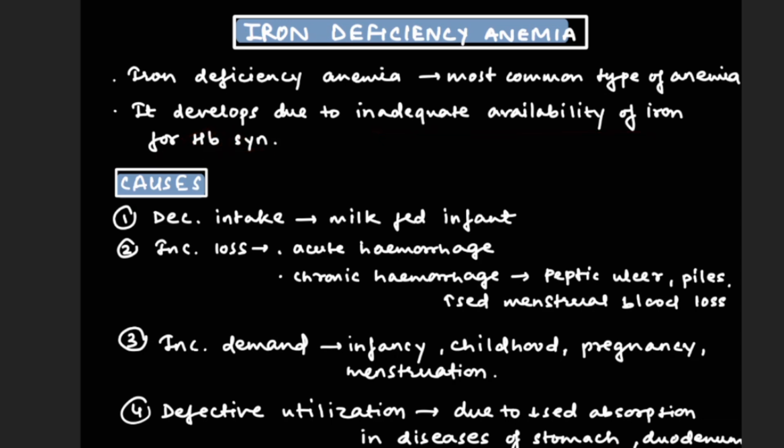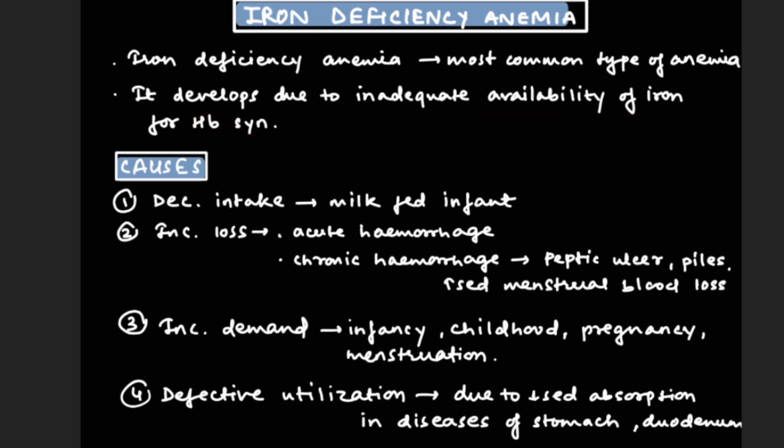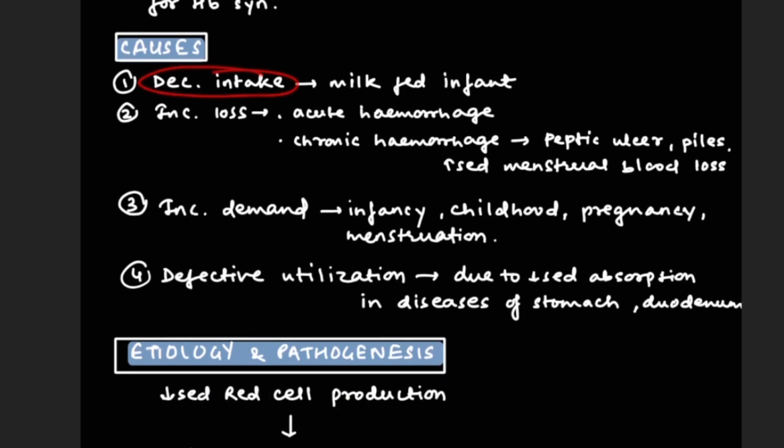There are four things which cause iron deficiency anemia. First is decreased intake of iron, that is in milk-fed infants, and increased loss of blood or iron, that is in the case of acute or chronic hemorrhage, peptic ulcer, piles, increased menstrual blood flow. Then third is increased demand in infancy, childhood, pregnancy, menstruation, and defective utilization due to decreased absorption in diseases of stomach or duodenum. So these are some causes of IDA.